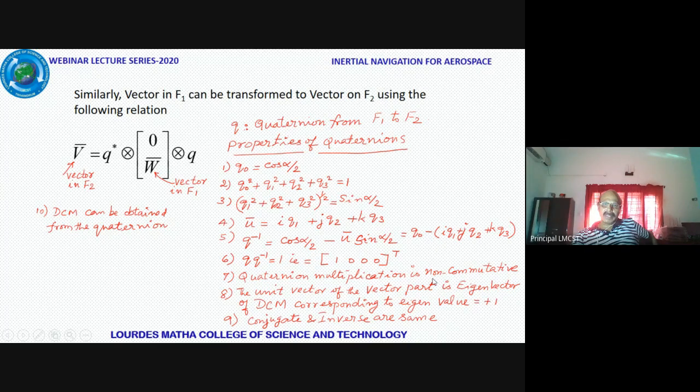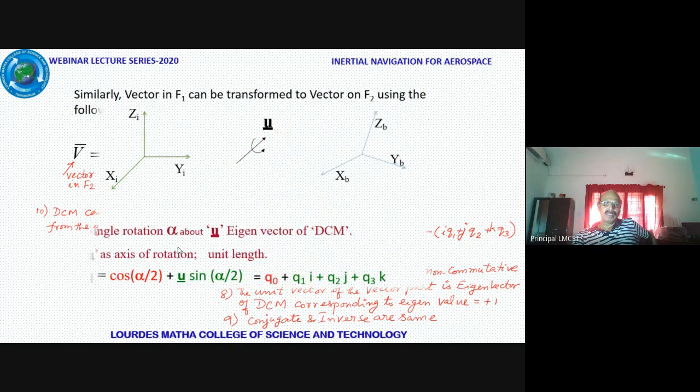And quaternion multiplication is non-commutative. You cannot change the order: Q1 Q2 is not equal to Q2 Q1. It's not commutative. The unit vector we already told. The unit vector of the vector part is the eigenvector of the DCM corresponding to the eigenvalue plus 1 of the DCM. The conjugate and inverse are the same. And we can get the DCM matrix from this quaternion easily. So these are the summarizing properties.